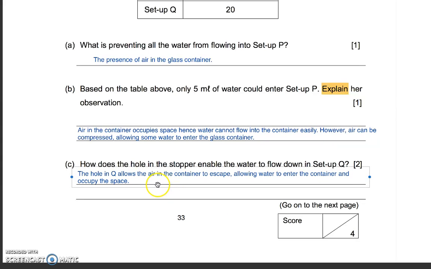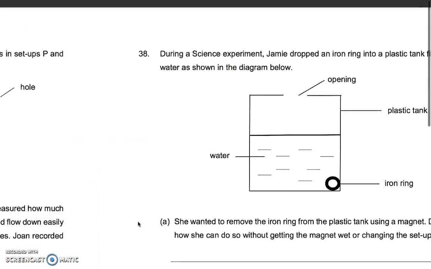Okay, or you can say that because there's a hole, it allows air to escape, hence allowing water to flow down easily into the container, or making space for water to flow into the container. Alright, so any one of these is accepted. Alright, question 38.